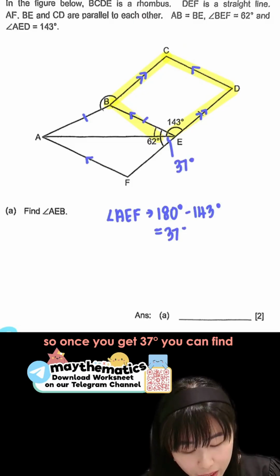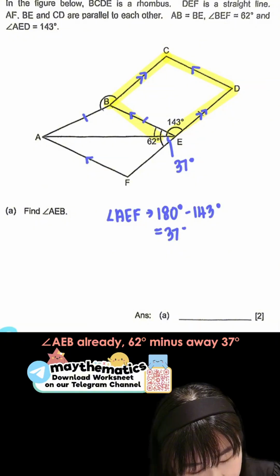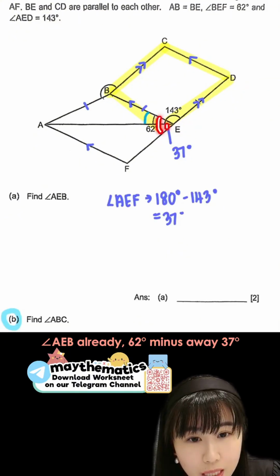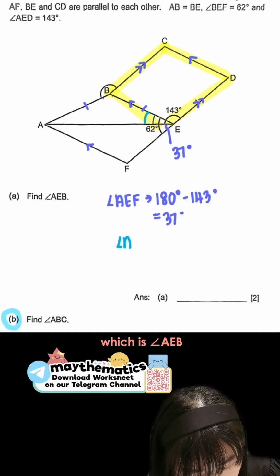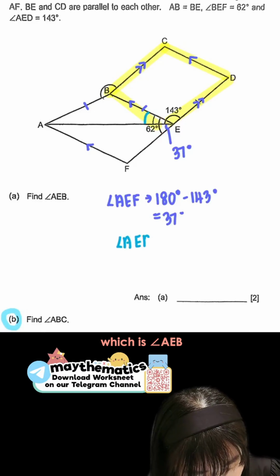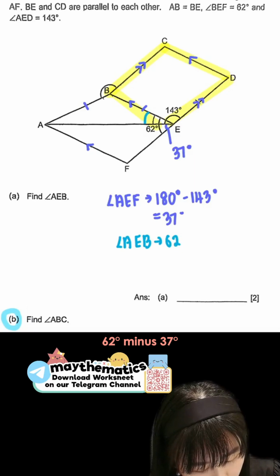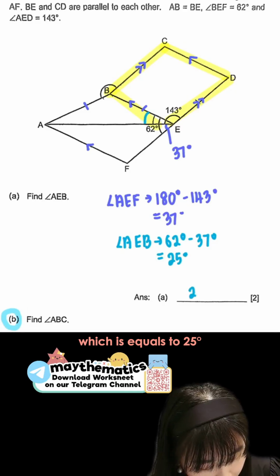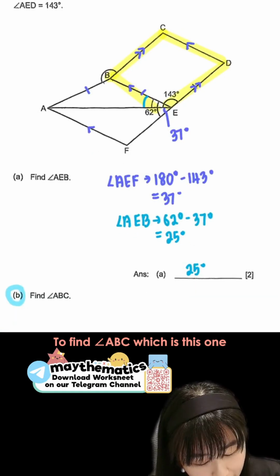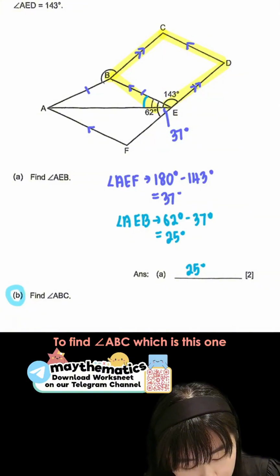Once you get 37 degrees, you can find AEB already. 62 minus away 37, you will get the answer for part A, which is angle AEB. 62 degrees minus 37 degrees is equal to 25 degrees. Now, to find ABC, which is this one.